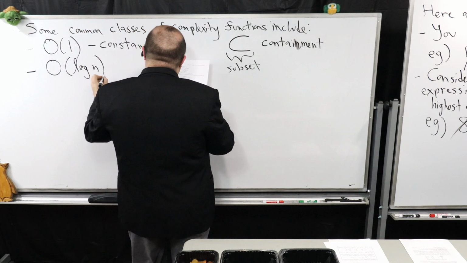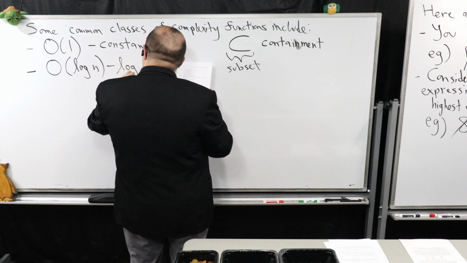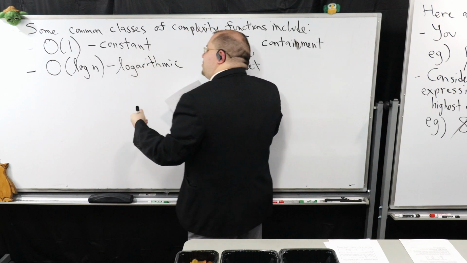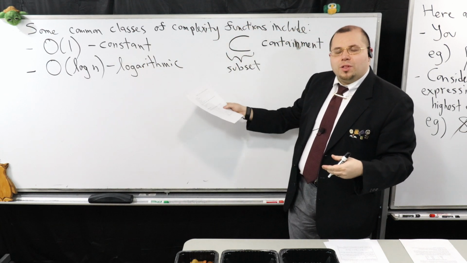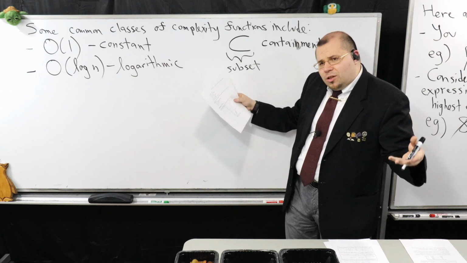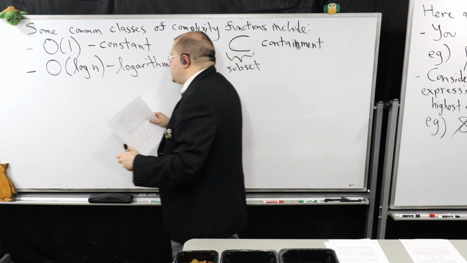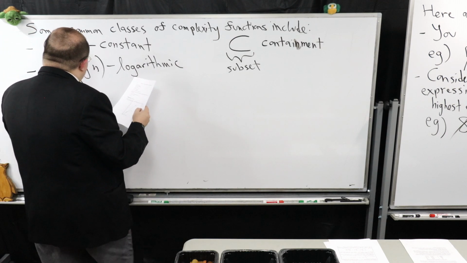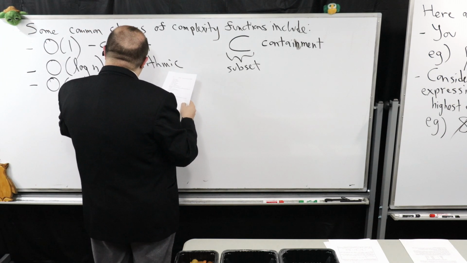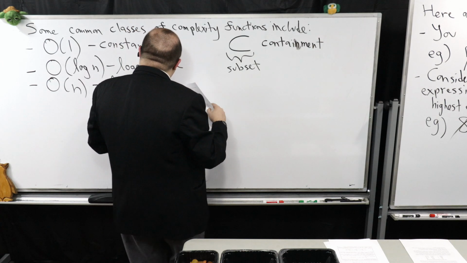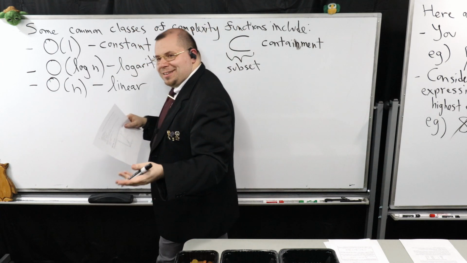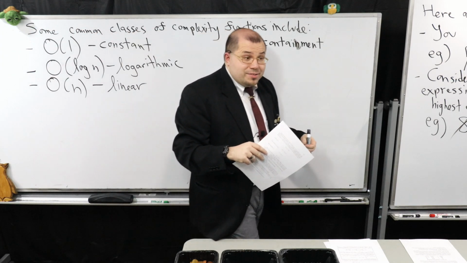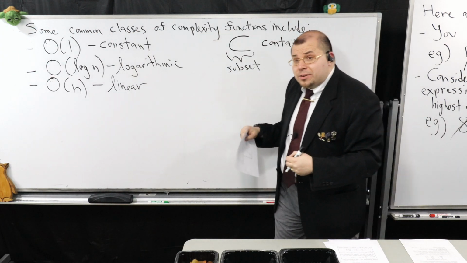So next you have the logarithmic functions. If somebody gives you an algorithm that runs in big O of log n, they would say that the running time is logarithmic. Next one is big O of n. You might know this one at least. Linear. So if somebody gives you a running time where it's big O of n, and n is in fact the input size, they would say that this algorithm runs in linear time.